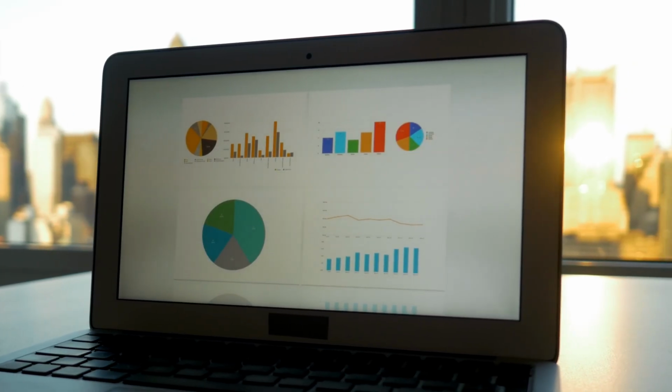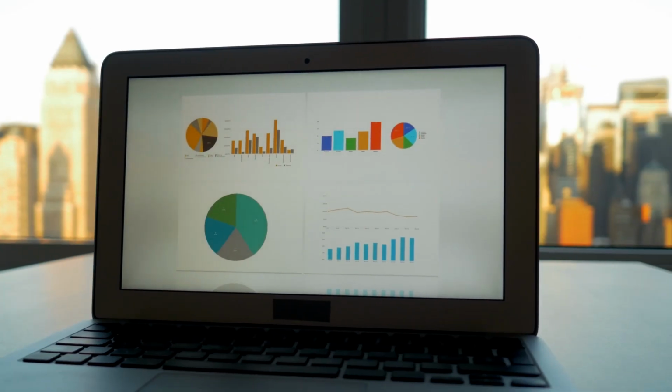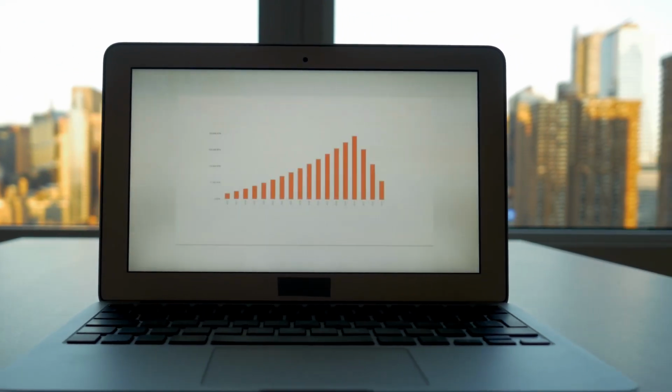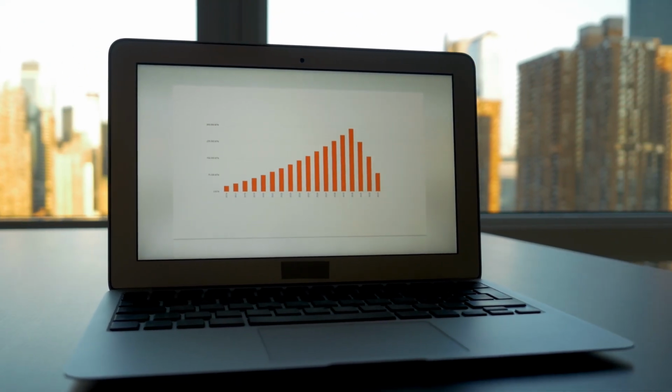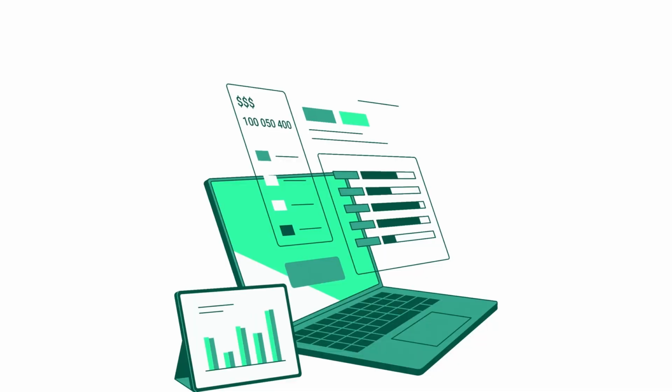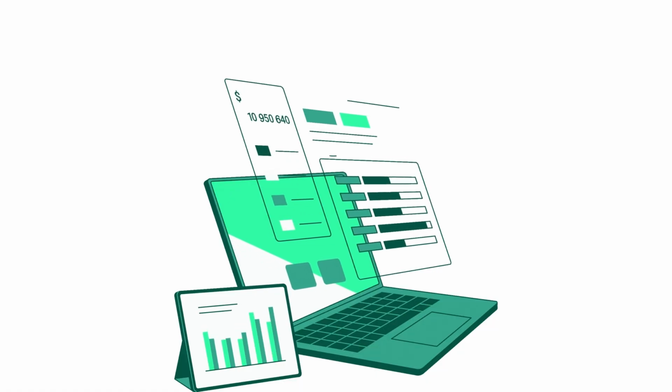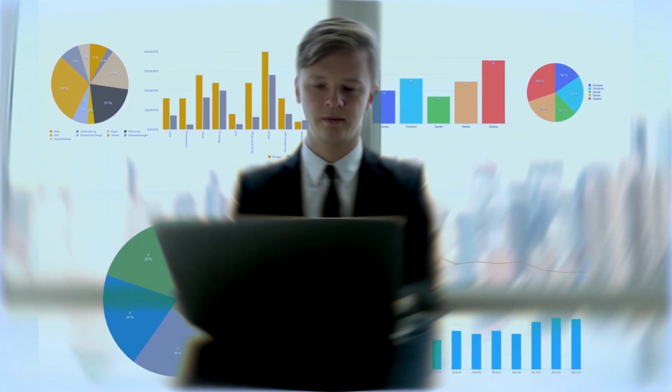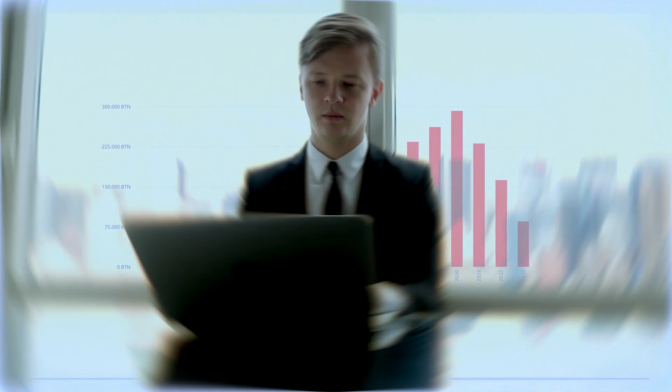RPM means revenue per mille, which basically shows how much money you earn for every 1000 video views after YouTube takes its share. Two channels may get the same number of views, but one can make much more money because of the higher RPM. So in this video, we will talk about practical ways to improve your YouTube RPM and increase your overall earnings.